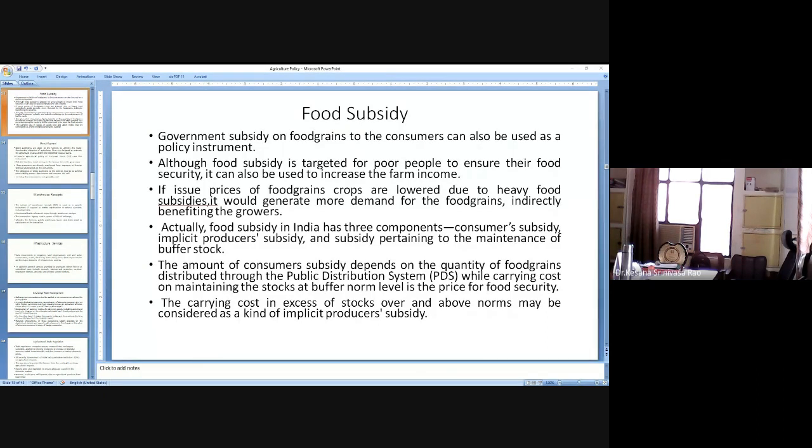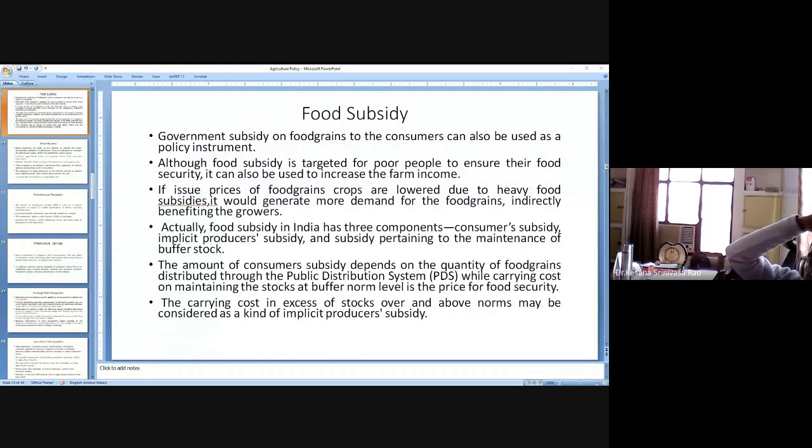Actually, food subsidy in India has three components: consumer subsidy, implicit producer subsidy, and subsidy pertaining to the maintenance of buffer stock. These three components are very crucial when the government plans for the food subsidy. The amount of consumer subsidy depends on the quantity of food grains distributed through the public distribution system, as I have told you already. While carrying cost on maintaining the stocks at buffer norm level is the price for food security.